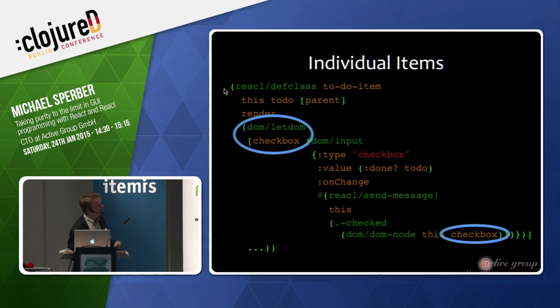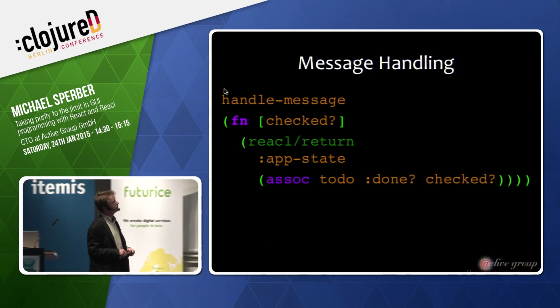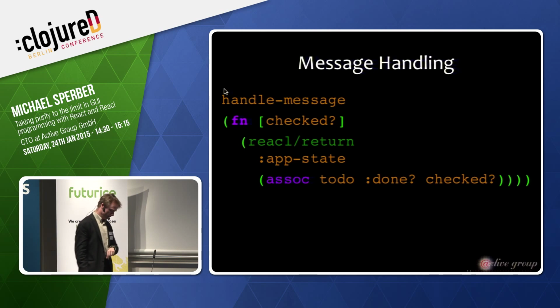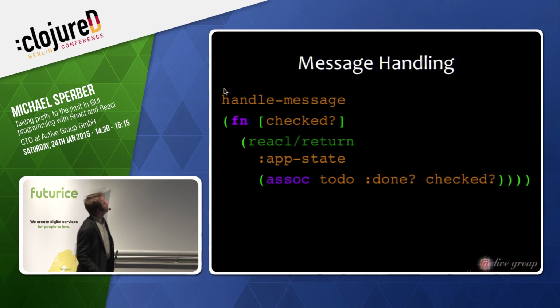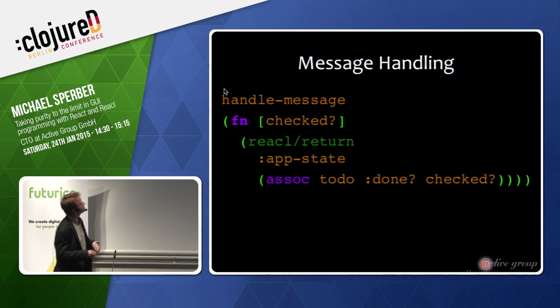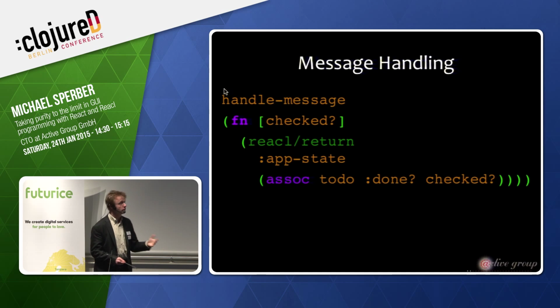And then actually handling the event is a separate thing that you do in a message handler that you also define, that you also put in the def class form. And here's the message handler for that individual to-do item. You can see that it receives a message called checked P. That is just whether that particular checkbox is checked or not.